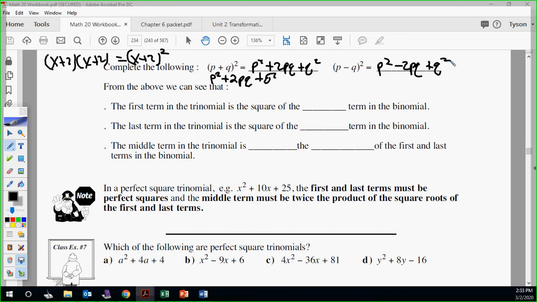So from above, the first term of the trinomial is the square of the first term. The last term is the square of the last term. The middle term is twice the product of the first and last term. So the 2pq. So we can use this pattern to figure out if these guys down here are perfect square trinomials.